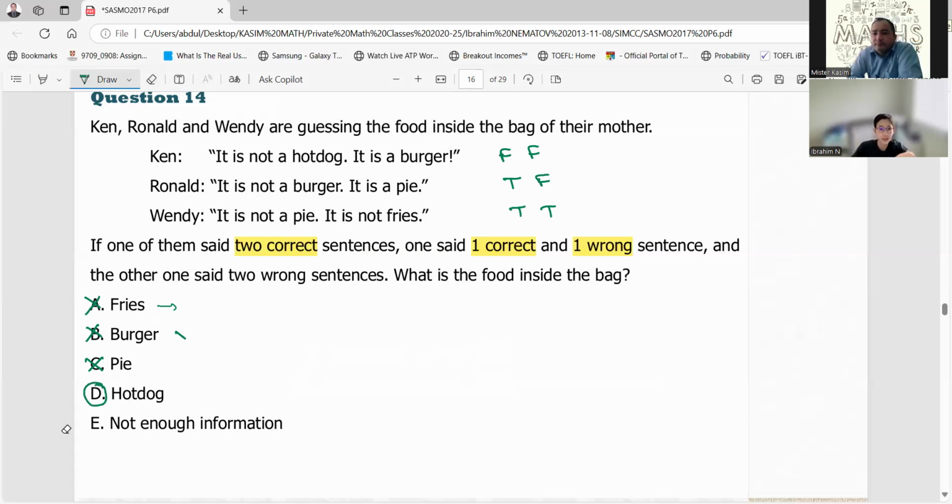I was just testing, if they said two correct, or one correct and one wrong, that would have taken too long. But sometimes, in these kinds of questions, answering using the answers gives you the solution much faster. Sometimes. Okay.